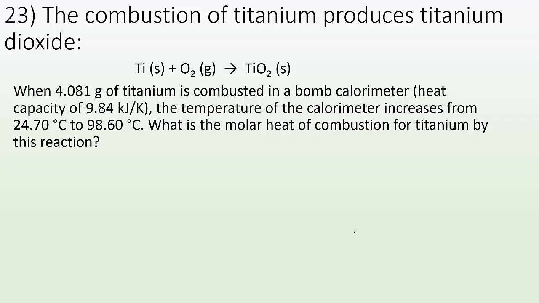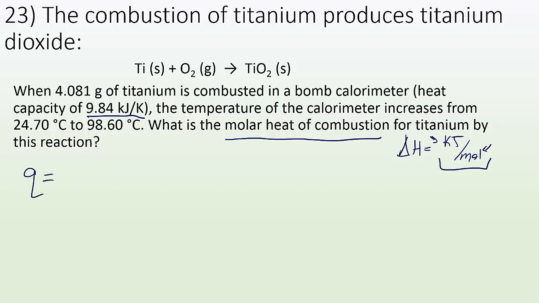So it says the combustion of titanium produces titanium dioxide. There's the equation. It says when 4.081 grams of titanium is combusted in a bomb calorimeter with a heat capacity of 9.84 kilojoules per Kelvin, the temperature of the calorimeter increases from 24.70 to 98.60. What is the molar heat of combustion for titanium by this reaction? That means what is the delta H in terms of kilojoules per mole? That is the molar heat. That's where the mole part comes from. It's per mole. So first, how do I get kilojoules? Kilojoules is going to be pretty straightforward.